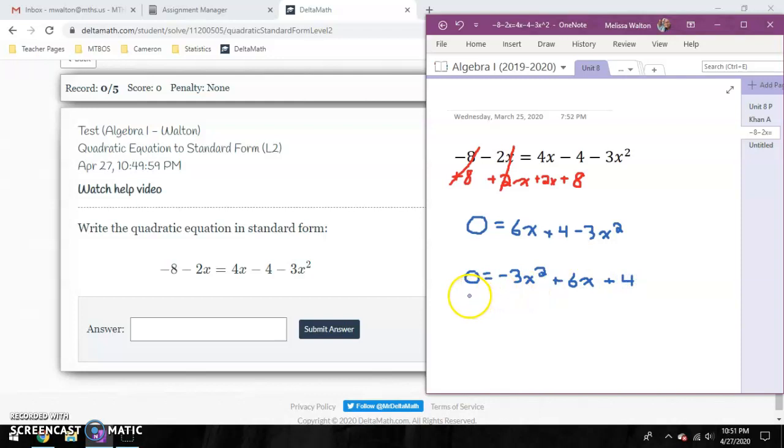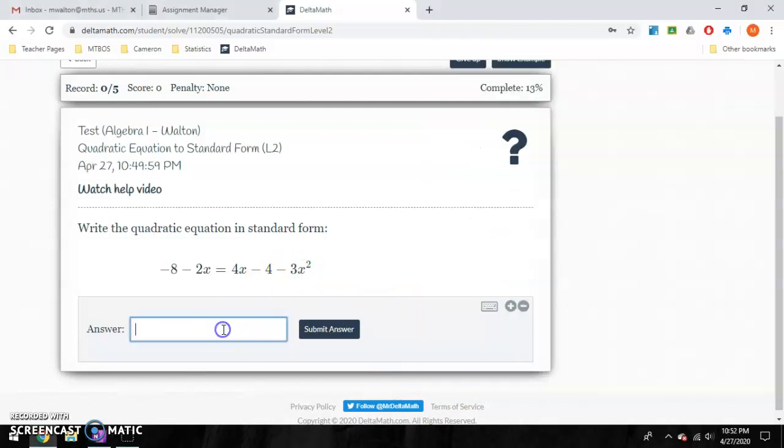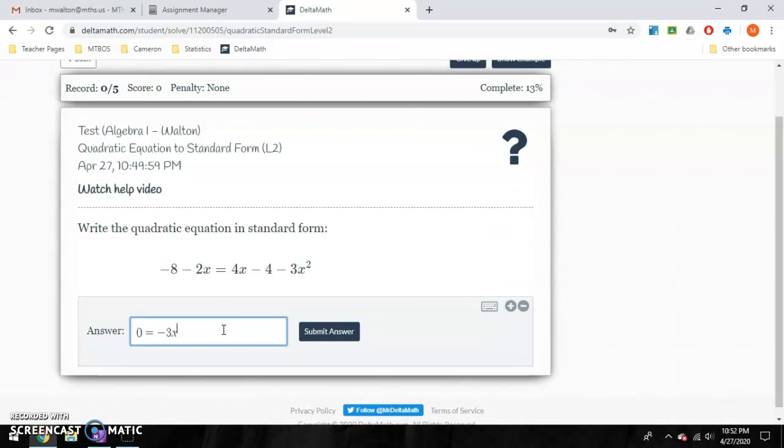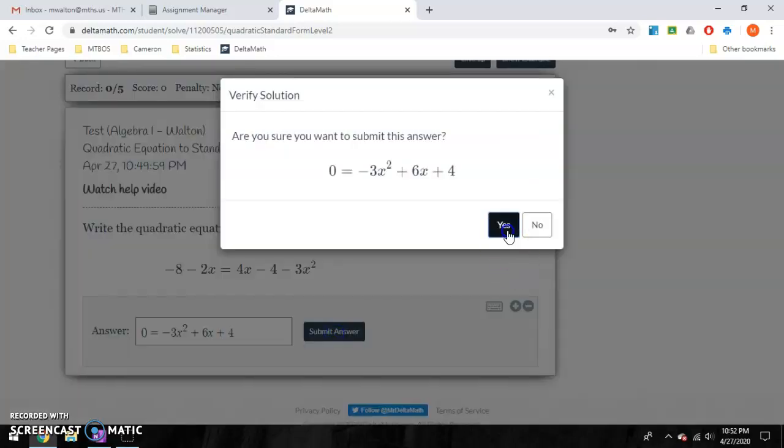I'm kind of curious, I haven't really tested this out on Delta Math. I'm actually going to put the 0 first to see if they will accept that. They might have us switch it around, but I'll go ahead and be the guinea pig for you. So I ended up with 0 equals negative 3x squared, a positive 6x and then a positive 4. I'm kind of curious if it will allow the 0 in front.